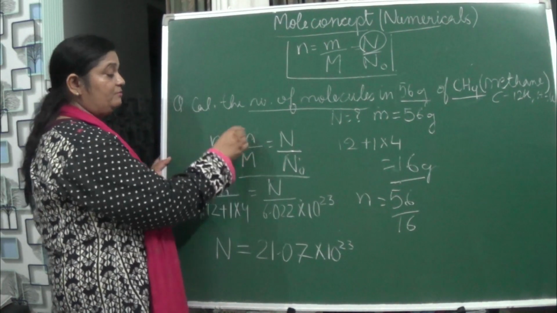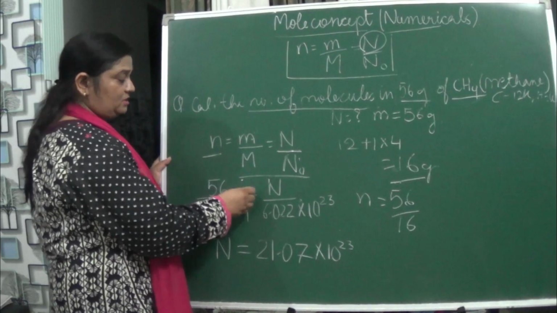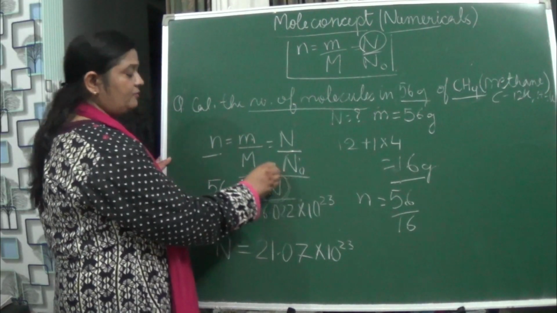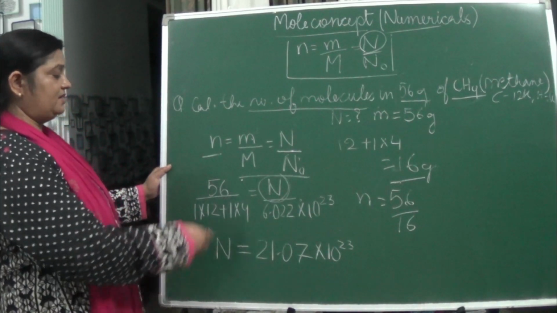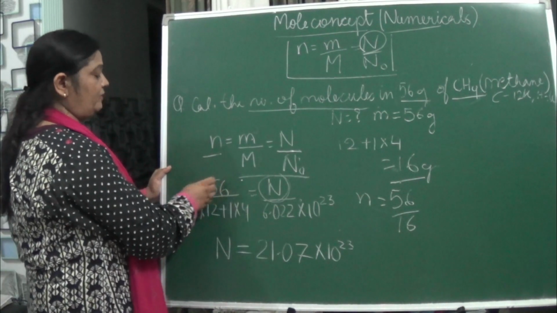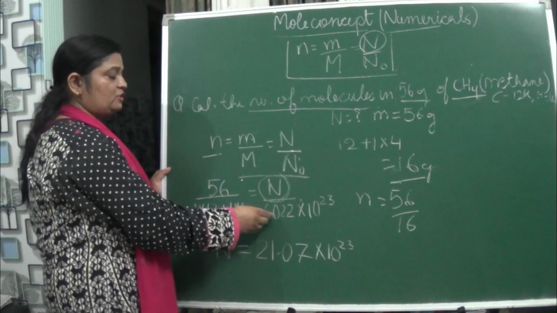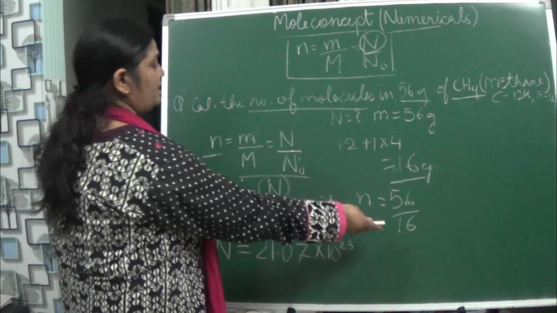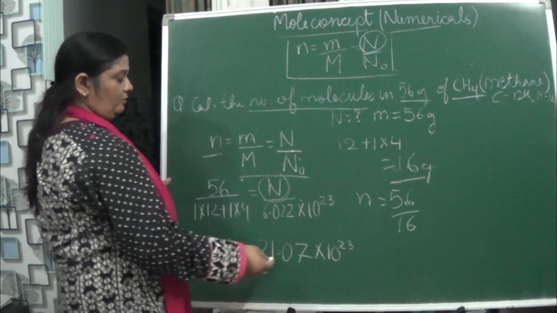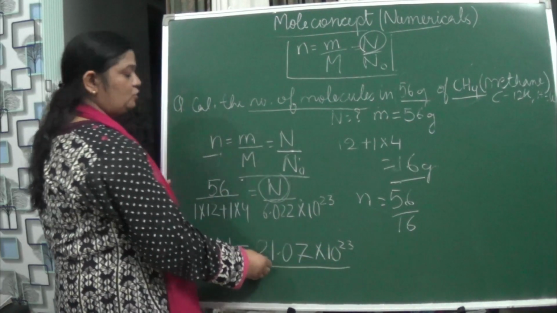Given mass upon molar mass is equal to what? The number of molecules upon Avogadro number. So just take out the value: 56 into 6.022 into 10 to the power 23 upon 16, and the answer will be how much when you solve it.